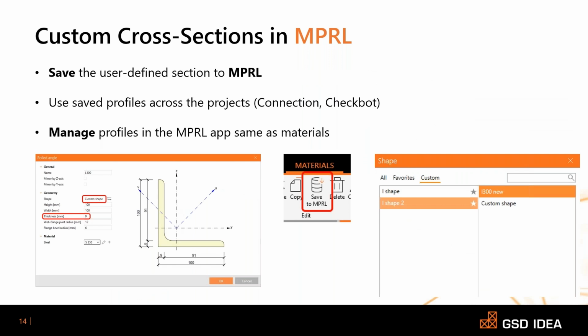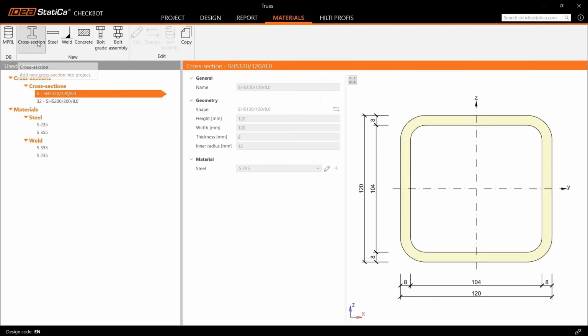Now, the next big update is that the cross sections, you can save it in MPRL and use across your projects. Now, as you know, in the earlier versions, we had the materials that can be saved to MPRL, but for the 25 update, we can save the user-defined cross sections as well. Not just that, use it across the projects, and we can always edit that in the MPRL app.